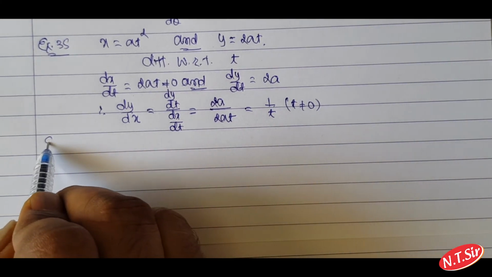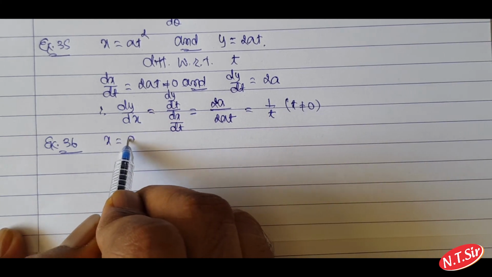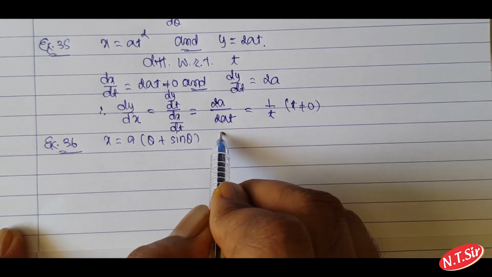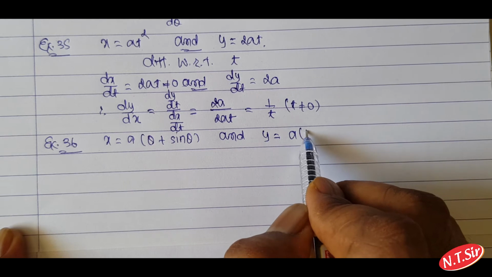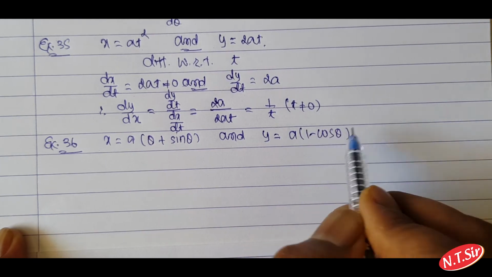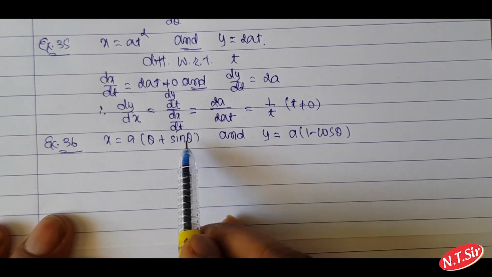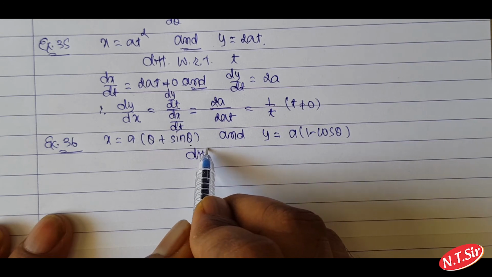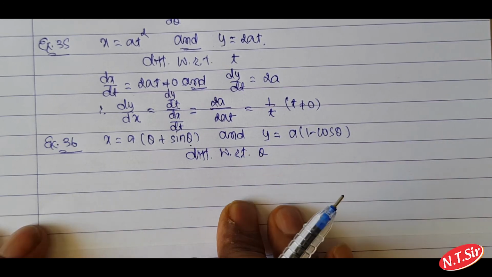Next question is example number 36. x is equal to a(theta plus sin theta) and y is equal to a(1 minus cos theta). These two functions are given and both vary in theta. So differentiating with respect to theta, right?